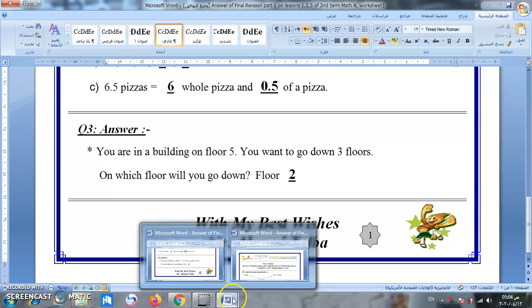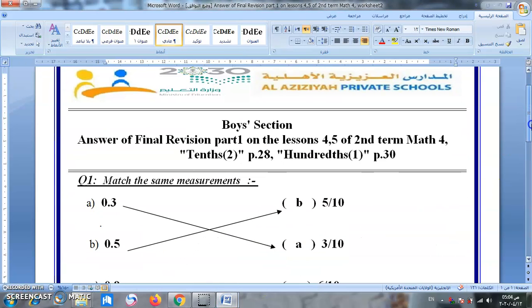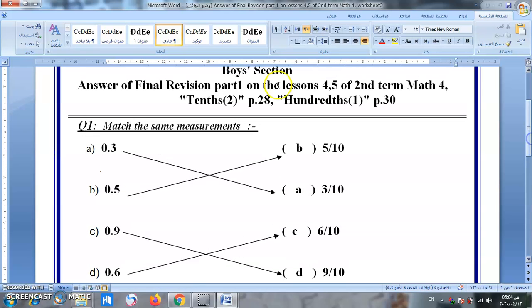What about page 2? The last worksheet of our final revision part 1 today. As we said, it's the answer of final revision part 1 on lessons 4 and 5, because we have 10 lessons in the second term for math. So today we will discuss 4 and 5, and next time, inshallah, we will discuss lessons from 6 to 10. So lesson number 4 is called tenths part 2, pages 28 and 29, and lesson 5 is hundredths, pages 30 and 31.